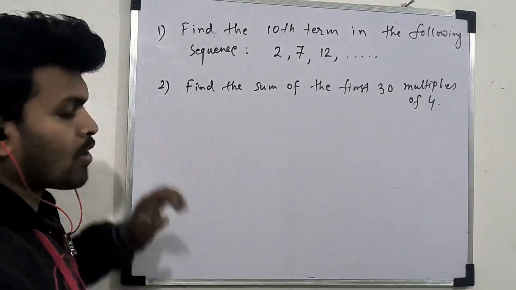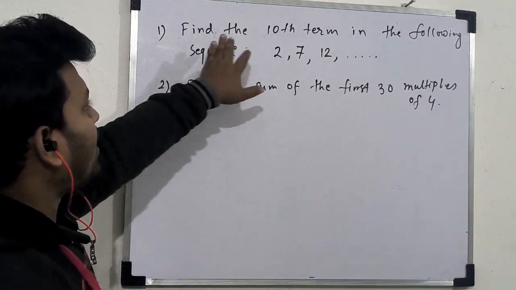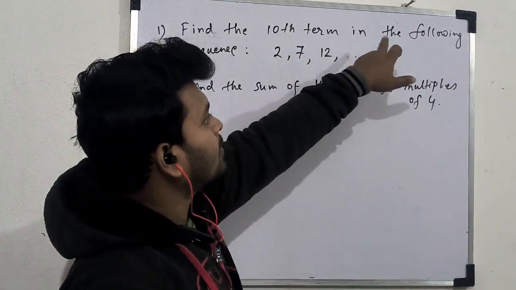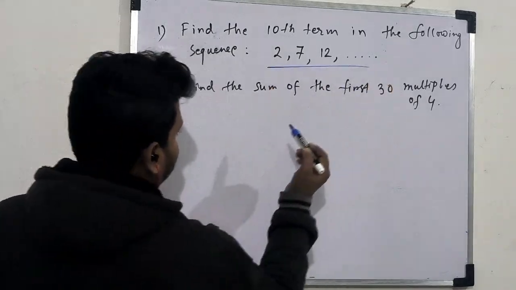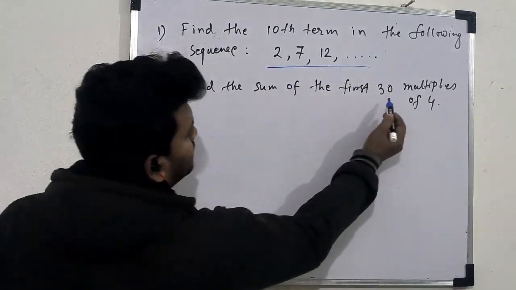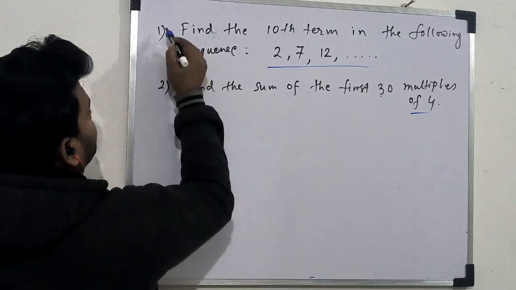So I will discuss some examples. Let us take two examples from AP. Find the 10th term in the following sequence. And second problem, find the sum of the first 30 multiples of 4. So first, solve the first one.